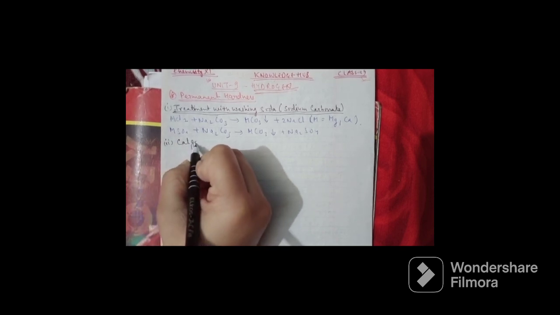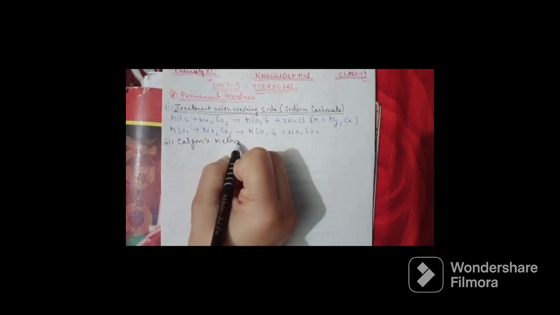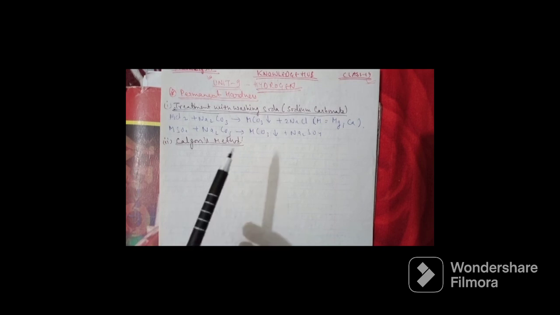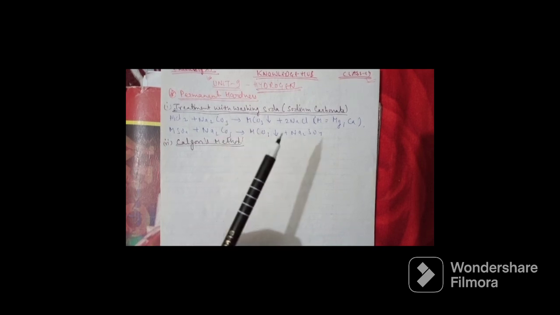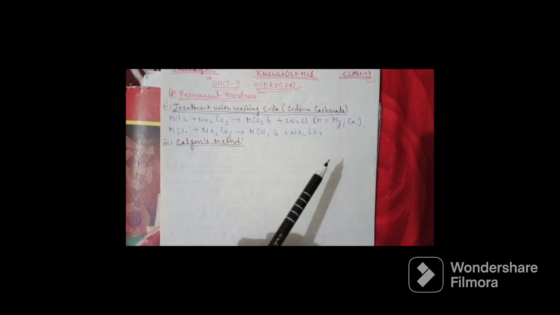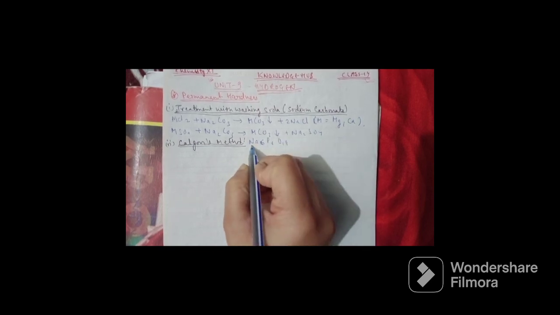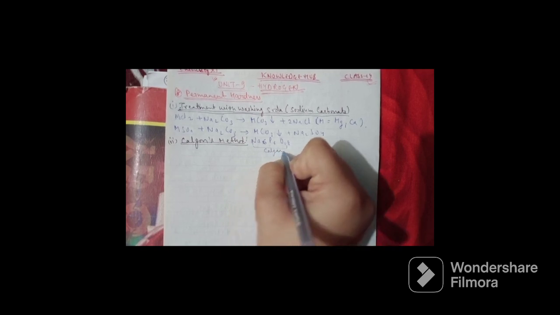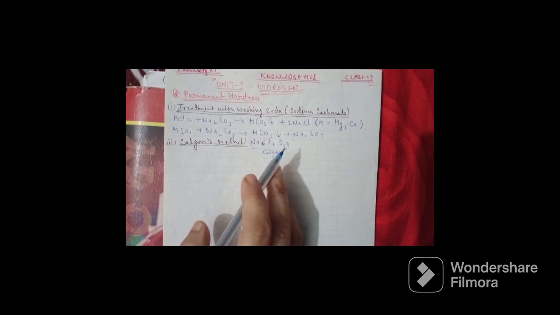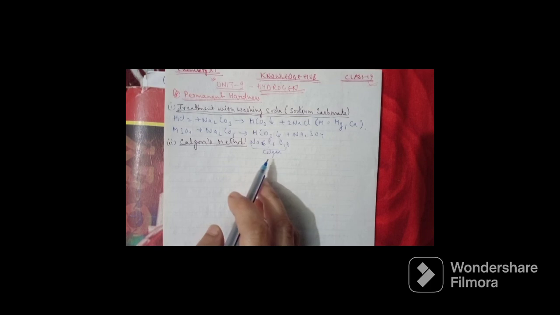Now we talk about another method, which is Calgon's method. In Calgon's method, sodium hexametaphosphate, Na6P6O18, commercially called Calgon, when added to hard water, the following reaction takes place. Na6P6O18 is what we call Calgon, known as sodium hexametaphosphate, and it is commercially called Calgon.